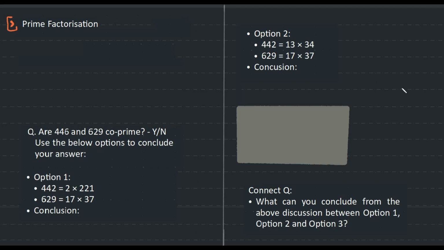We are looking at an idea called prime factorization. The first thing is we need to recall the words prime and co-prime mainly. A number is said to be prime if it has factors... how many factors should it have? 2 factors only.